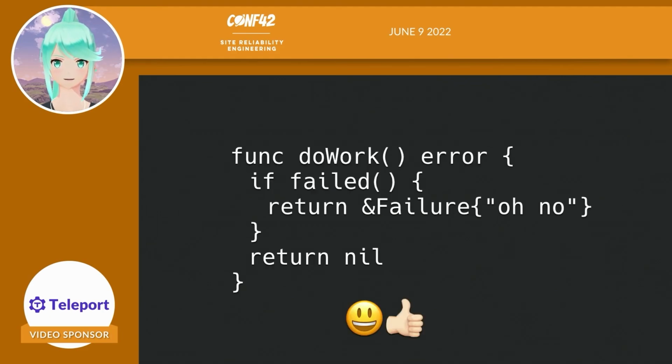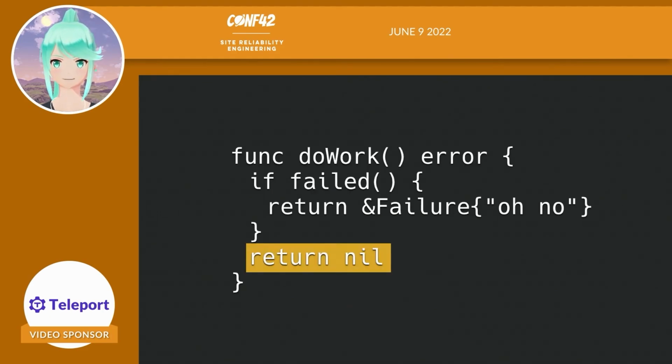The correct version of DoWork should look something like this. Note how I changed the failure case to use an untyped nil. This prevents the nil value from being boxed into an interface. This will do the right thing.